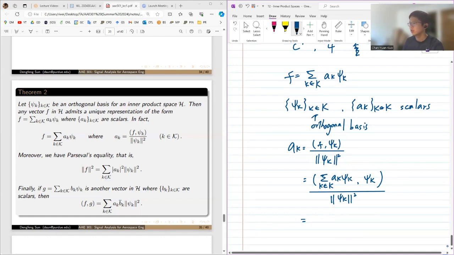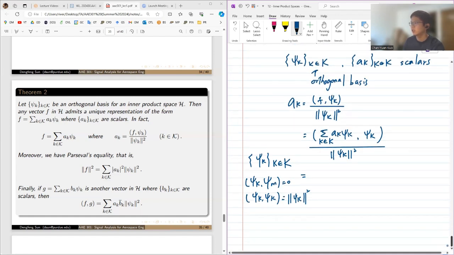We know that because this set of vectors is an orthogonal set, the inner product of any two different vectors in this set will be 0, and the inner product of psi k and itself will just be the norm squared of psi k. So this summation can be rewritten as ak times psi k plus the summation of all the other k's.